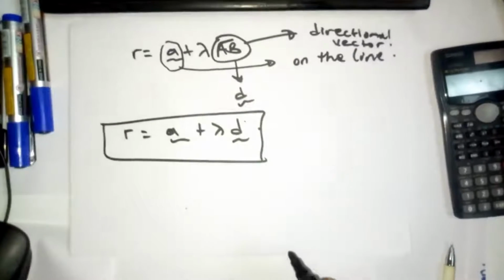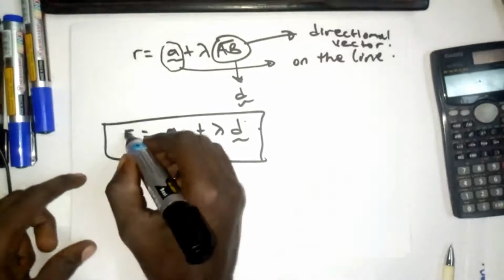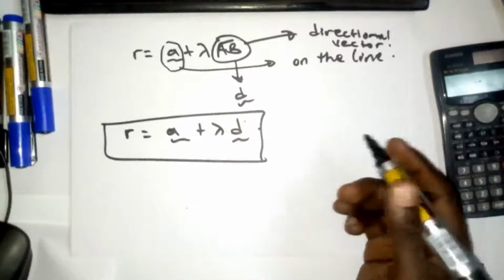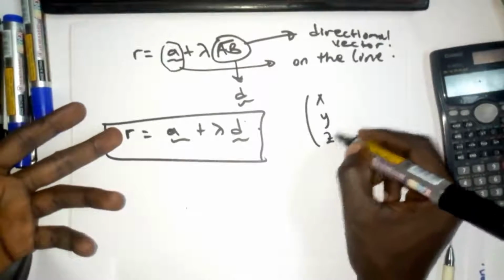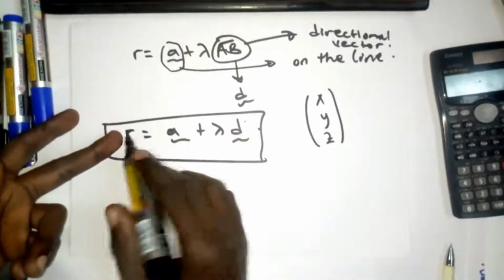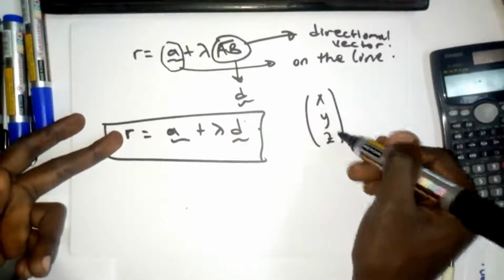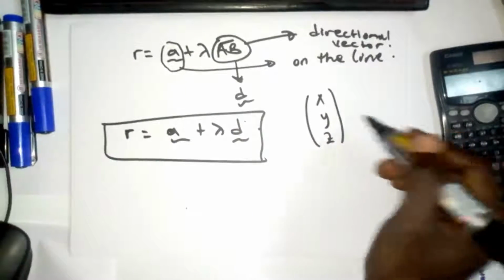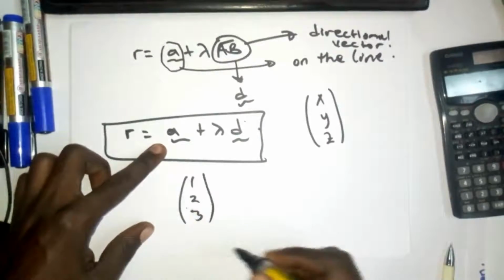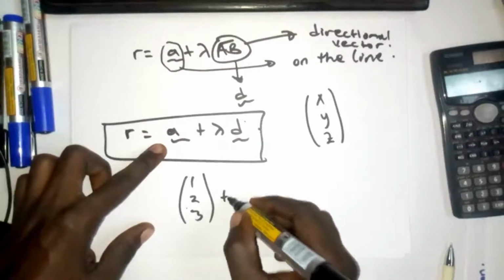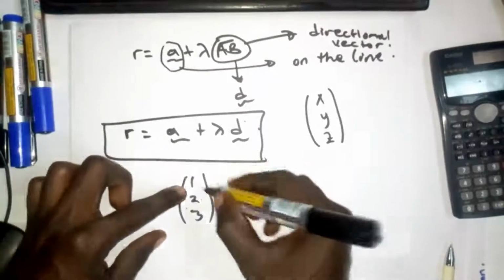This is the vector equation of a line, where r is any point on the line. For example, r can be x, y, z. So this is any point, it is varying. X, y, z can take on any point. But a can be a point like 1, 2, 3. d can also be a vector. Okay, this is a vector.